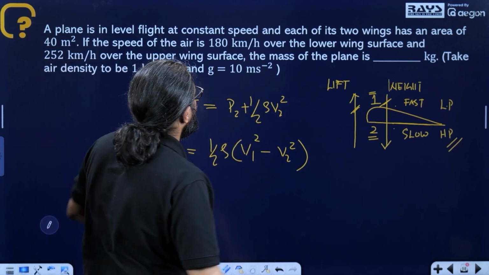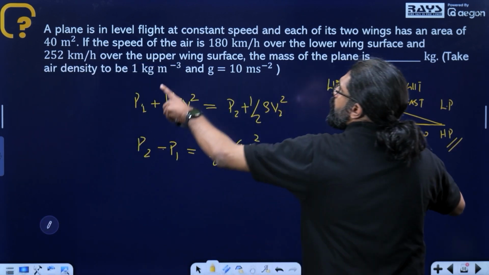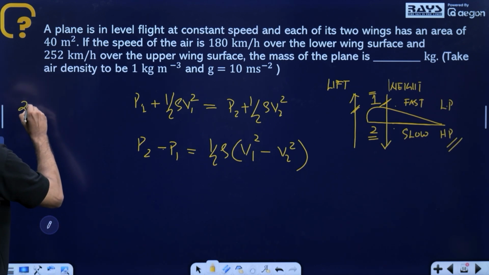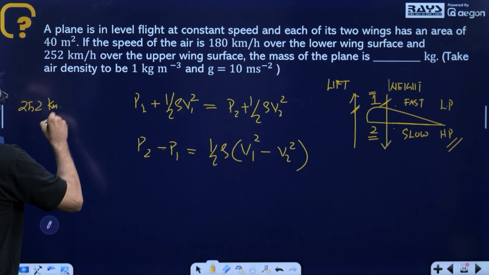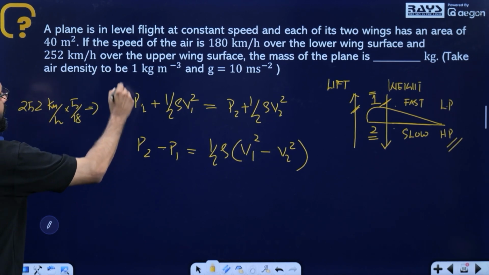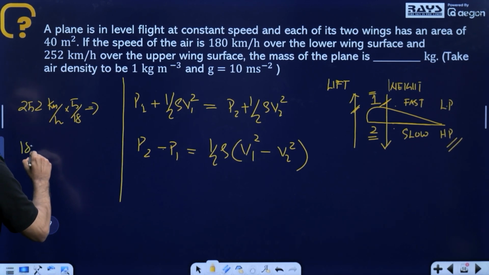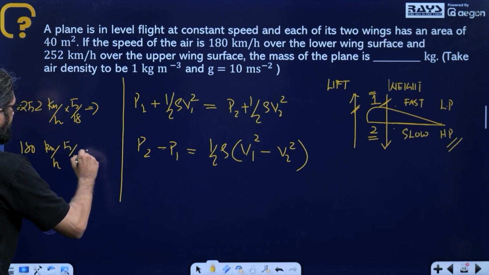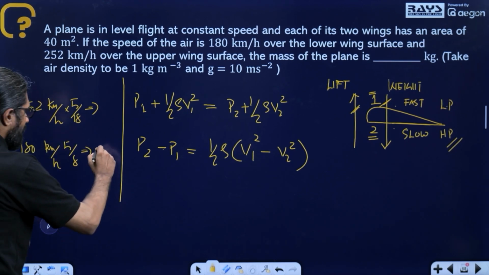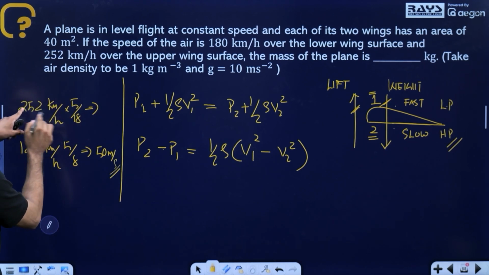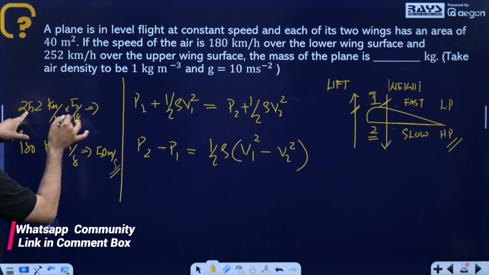Now, V1 here is 252 kilometers per hour. Let us do that in meters per second. Multiplying 252 kilometers per hour by 5 by 18 gives the corresponding meters per second. Multiplying 180 kilometers per hour by 5 by 18, this will actually be 50 meters per second. That is 10 into 5. This actually will be 14 into 5.